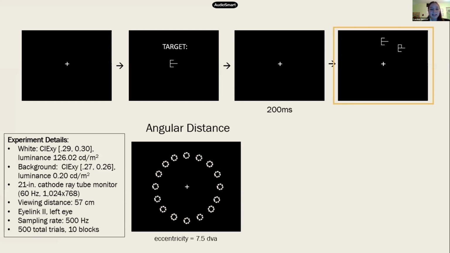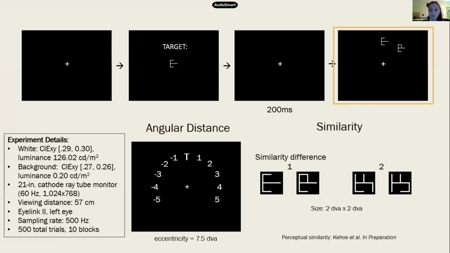And the target could be placed at any of these positions around the display, but for today's discussion, we'll just use the top location. And the distractor would then be placed relative to the target at one of these 10 positions, either on the clockwise or counterclockwise side.